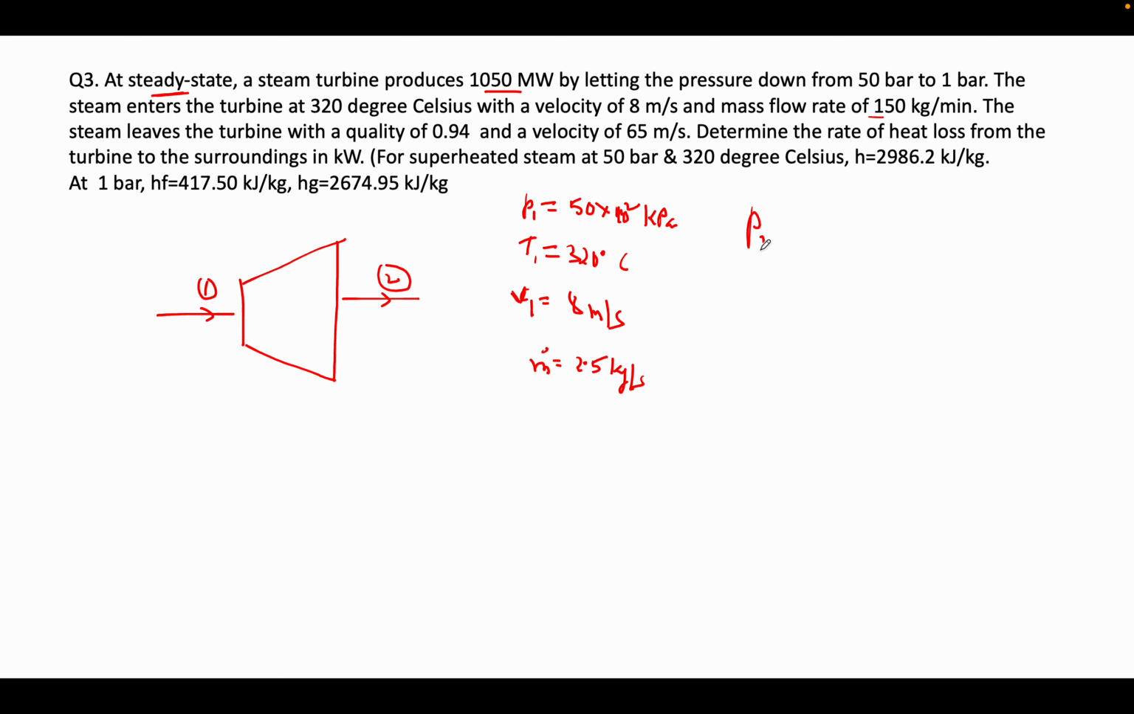Now the outlet pressure condition is also given. P2 is equal to 100 kilopascal, and my T2 temperature is not given to us, that is a question mark. What is given is the velocity, 65 meters per second, and x2. Now what is this x2? We will learn just a bit of it.